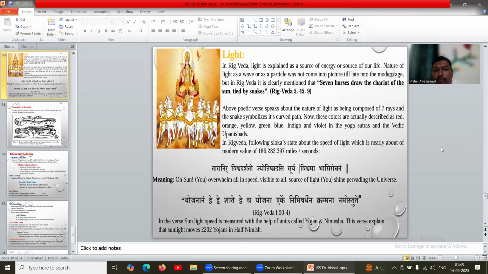Further, here is another slok. It means that, O sun, you overwhelm all in speed, visible to all, source of light, shine, pervading the universe. Another slok means that in the universe, sunlight speed is measured with the help of units called yojan and nimisha. This verse explains that sunlight moves 2202 yojans in half a nimisha.